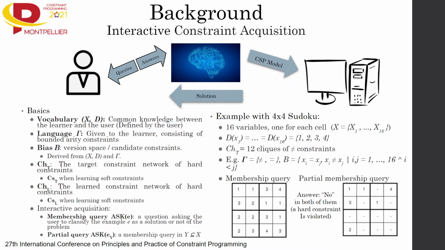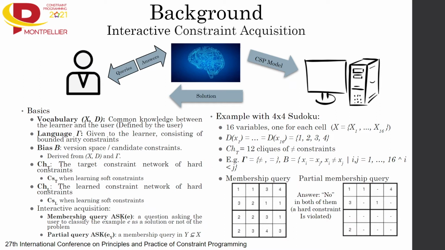We have the language that states the candidate relations that may exist in the problem and is given to the learner by the user. We also have the bias that represents the version space by storing the candidate constraints of the problem, extending the language to the vocabulary. We also have the target network of the problem that the user has in mind but cannot formulate, and the learned network that in the end we aim to be equivalent to the target network.